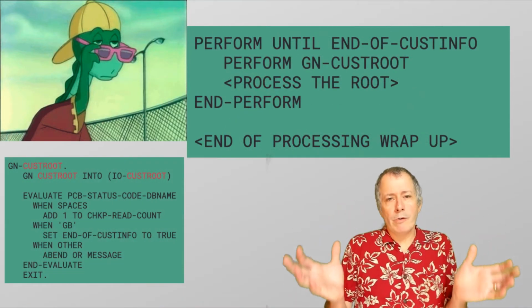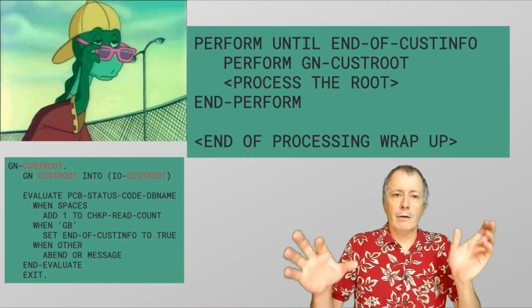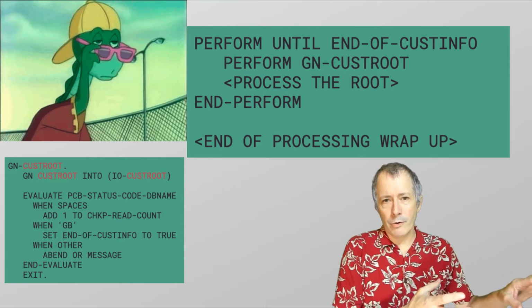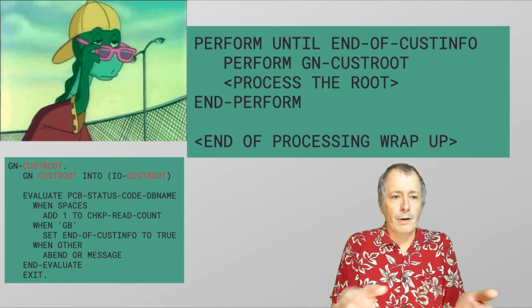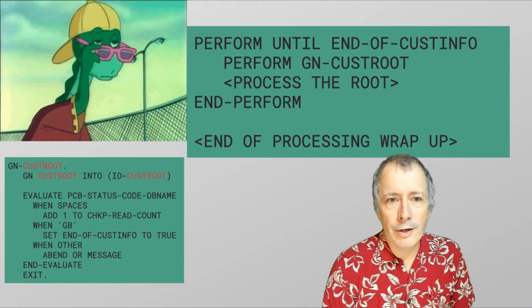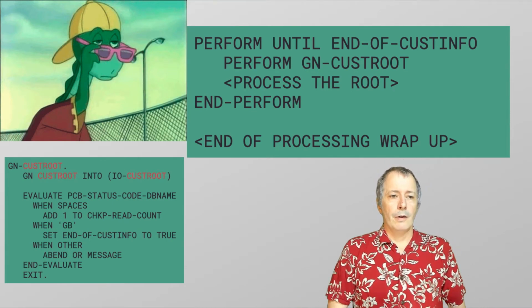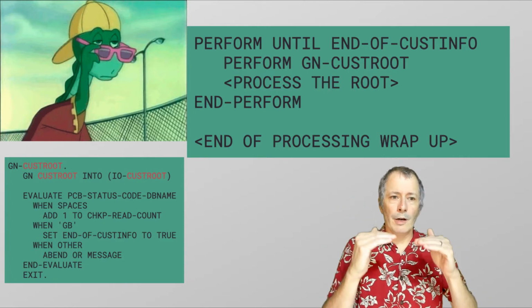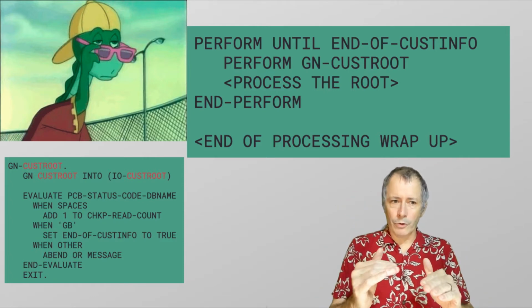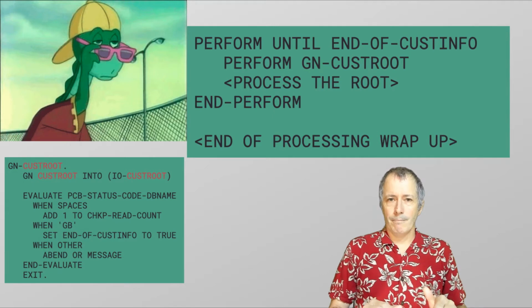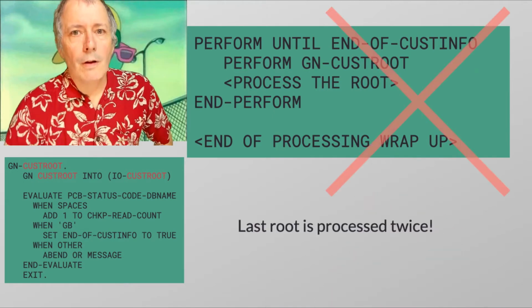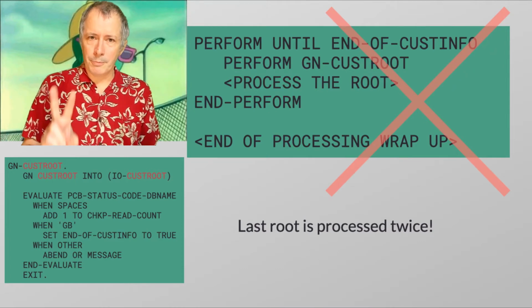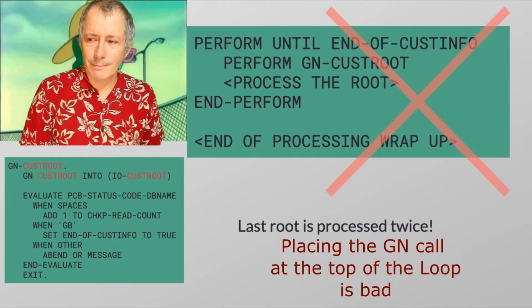So the programmer at this point might go, okay, the get next can be isolated in a paragraph, and they do that. So yeah, the code looks better. The main loop is much cleaner looking. There's the beginning of the loop, get next custroot, you process the root, and you loop again. The only problem is this code is still wrong. The last root is processed twice.